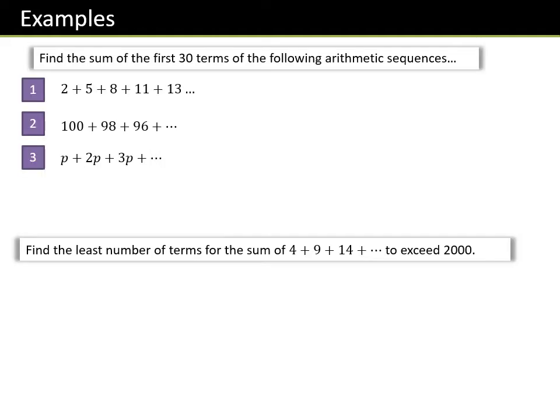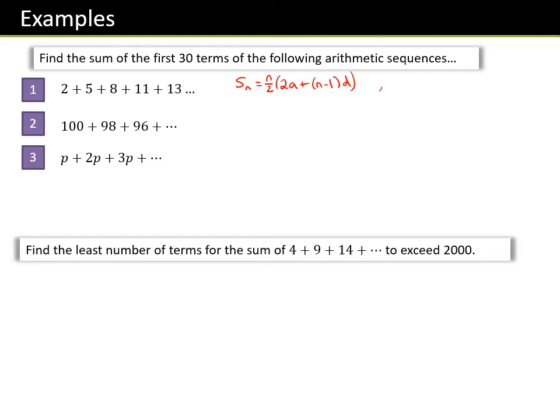Okay, so we're going to look at answering some of these questions. Find the sum of the first 30 terms of these arithmetic sequences. Start off by writing your formula. We're asked for the sum to 30, right? S_n equals n over 2 times (2a plus (n minus 1)d). I would recommend that you write this out every time you're using it in these questions. It will help you to learn it and memorize it.